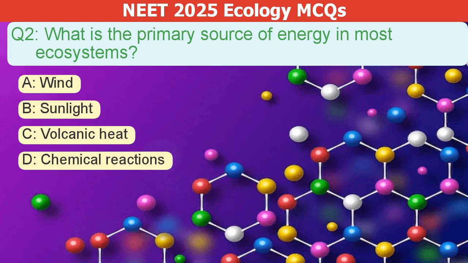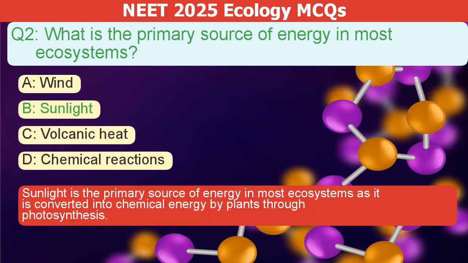What is the primary source of energy in most ecosystems? A. Wind. B. Sunlight. C. Volcanic heat. D. Chemical reactions. The correct answer is B. Sunlight is the primary source of energy in most ecosystems, as it's converted into chemical energy by plants through photosynthesis.